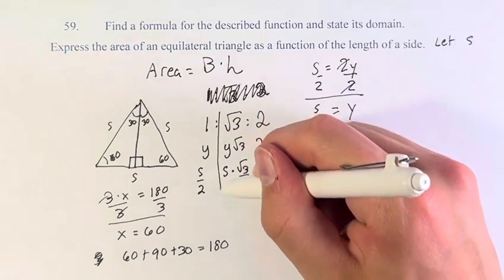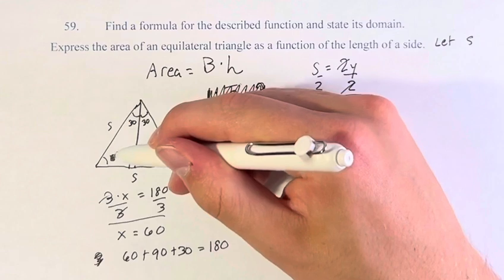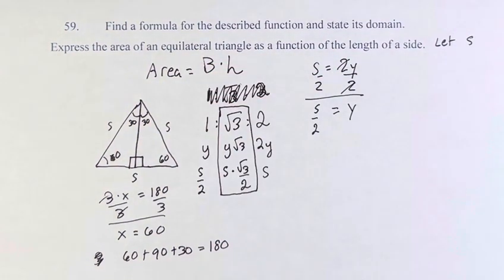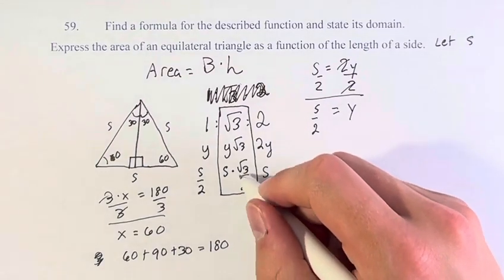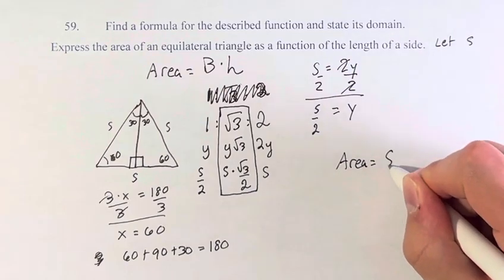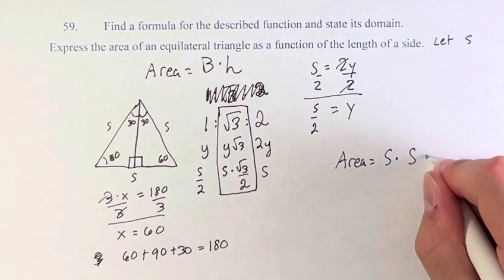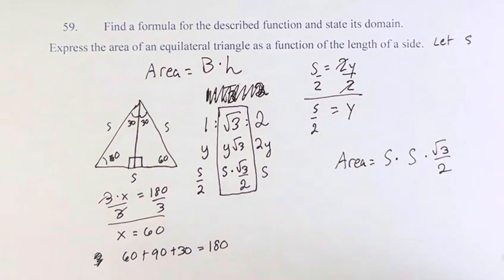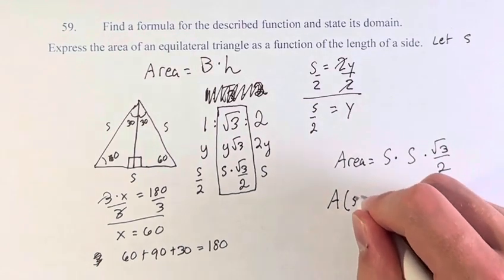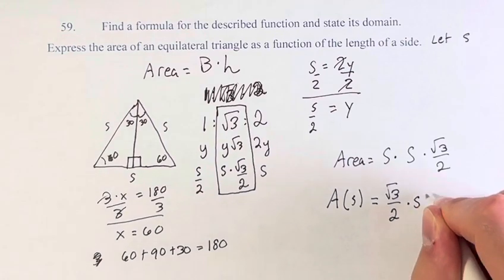And this right here is the height, the side opposite the angle that is 60 degrees. Therefore, the length of this base is S. The length of the height is S times square root 3 over 2. Therefore, the area, which you can call A of S, is equal to the square root of 3 over 2 times S squared.